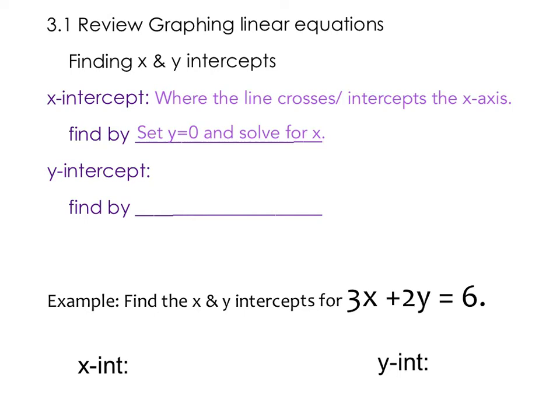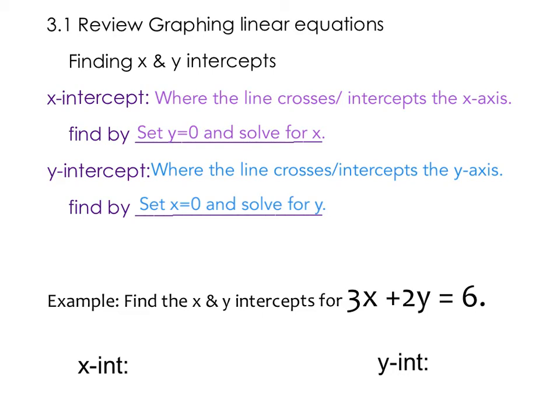Now what is a y-intercept? Well, very similar to an x-intercept, but now where the line crosses or intercepts the y-axis. And I can find the y-intercept now by setting x equal to 0 and solving for the resulting y. So remember, to find the x-intercept, I set the opposite variable equal to 0, which would be y, and solve for x. To find the y-intercept, I would set the opposite variable, so x, equal to 0, and then solve for y. Now let's take a look at finding the x and y-intercepts for 3x plus 2y equals 6.